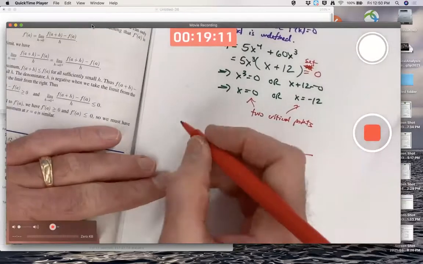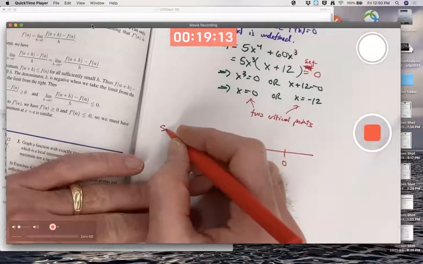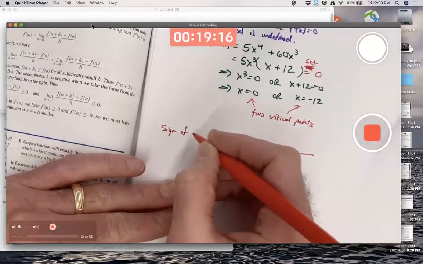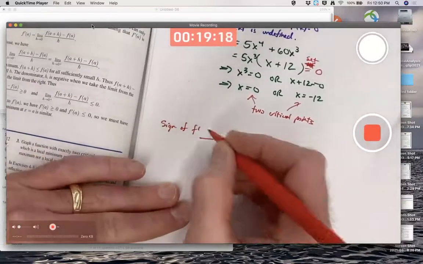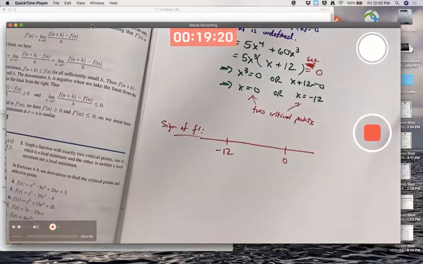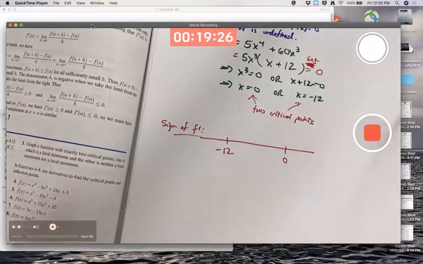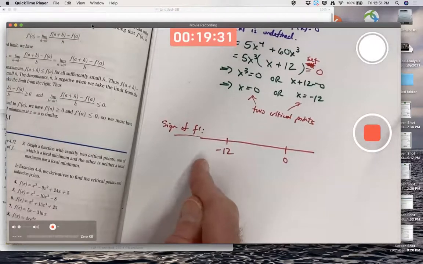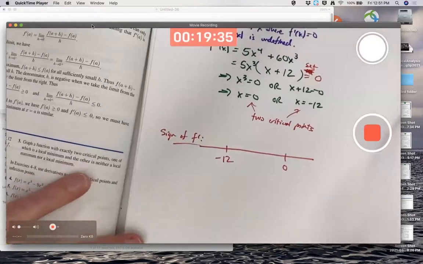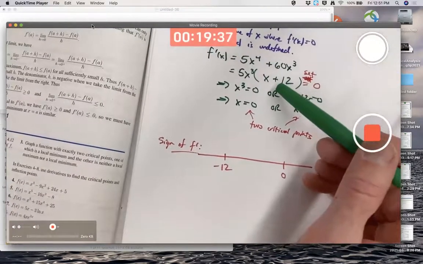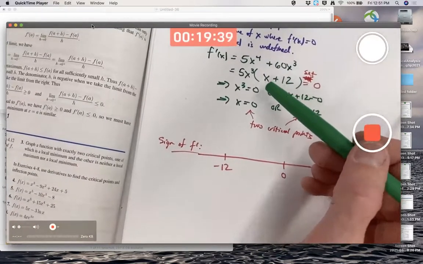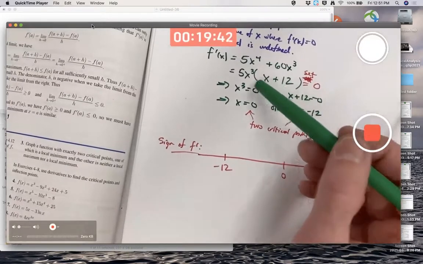So you want to test the sign of f prime in each interval. Essentially, we're making a little chart here with a number line. Plug in some number in each of these subintervals. Plug in a number less than negative 12, like negative 13. Or at least imagine plugging it in. You actually don't have to plug it in. Just imagine plugging in x equals negative 13 into the derivative in the factored form.